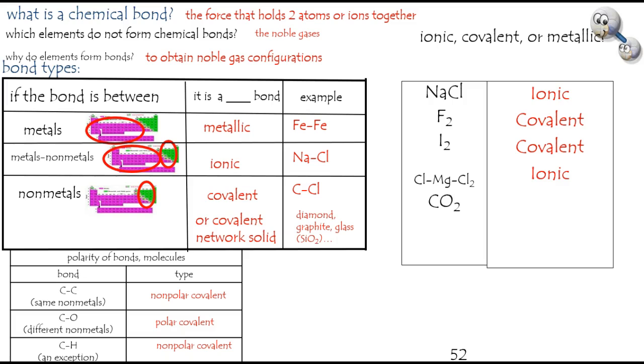Carbon dioxide, both nonmetals, unevenly shared. Covalent bond. The sodium to oxygen bond is also an ionic bond. Iron to iron would simply be a metallic bond. This is an introduction to chemical bonding.